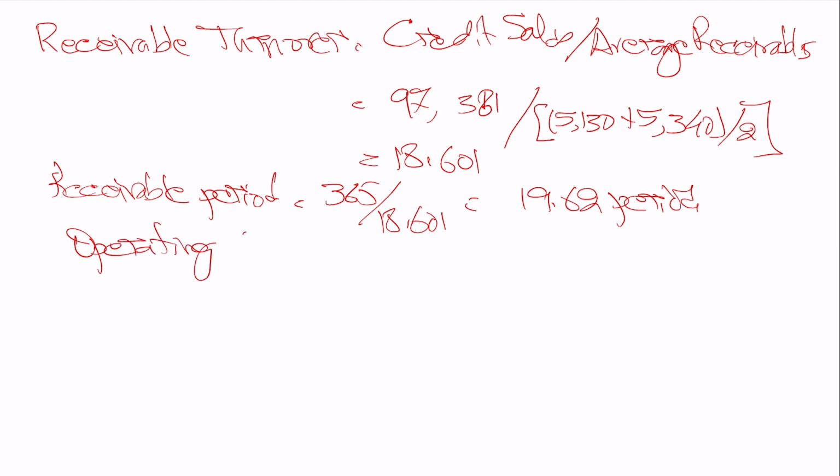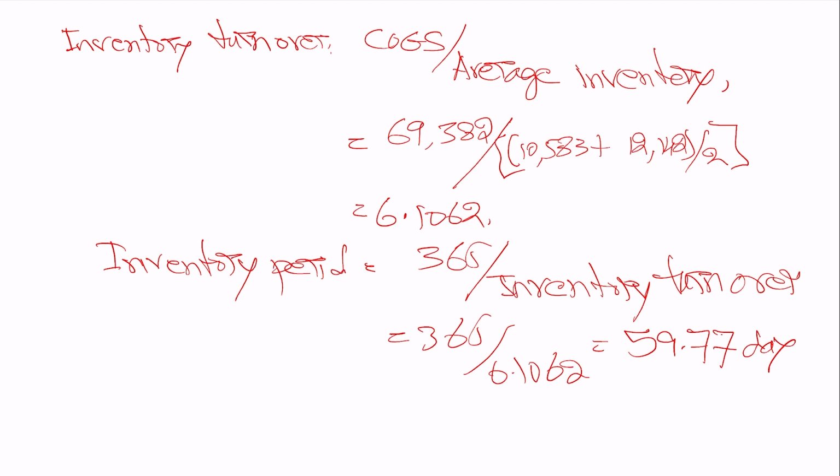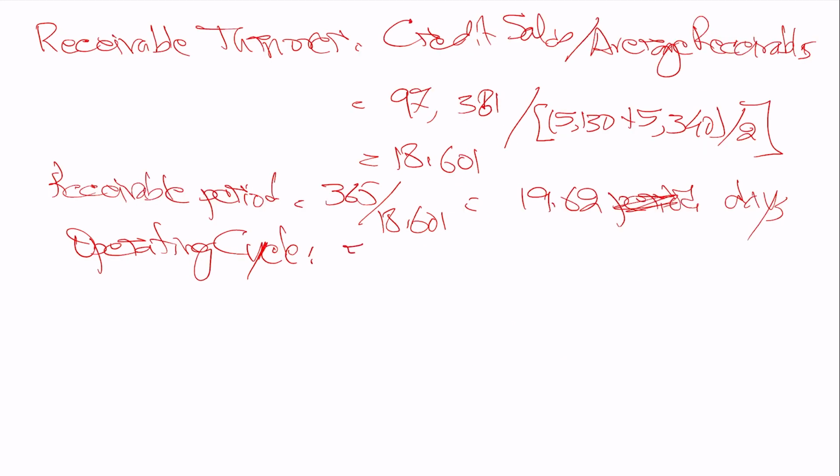So the operating cycle is inventory period plus receivable period, in days. So from our previous slide, inventory period is 59.77, plus 19.62. So we see it's going to be 79.40 days. That's our operating cycle period.